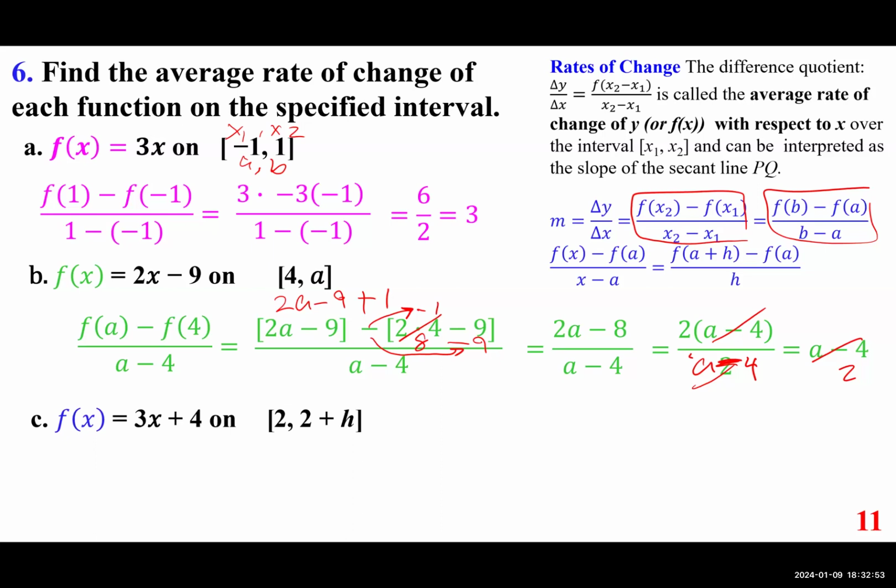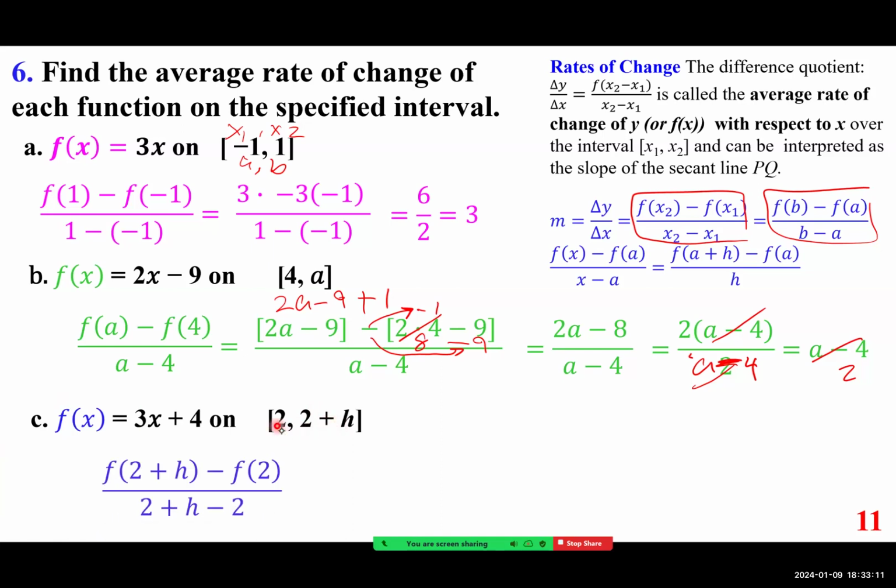What about this case? We are going to calculate f of 2 plus h minus f of 2 over 2 plus h minus 2. So what is f of 2 plus h? 3 times 2 plus h plus 4, minus, what is f of 2? 3 times 2 plus 4. Denominator is only h. Let's distribute and simplify.